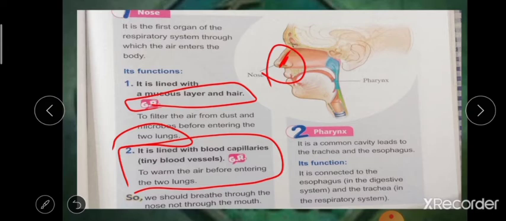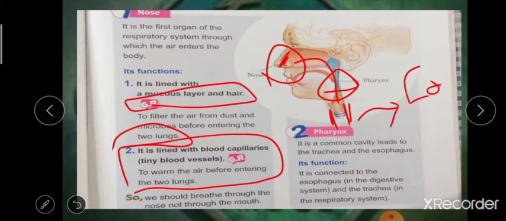After the nose, there is the pharynx. Do you notice the pharynx? It is a common cavity between the esophagus and trachea. It leads to the esophagus and leads to the trachea. Esophagus for food, trachea for air.